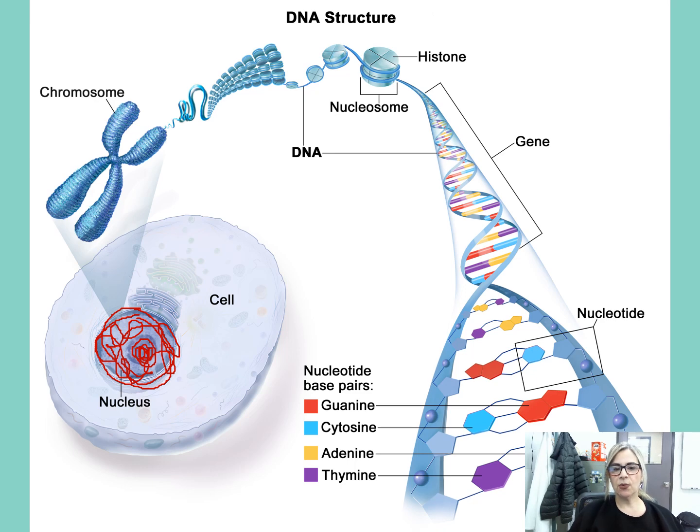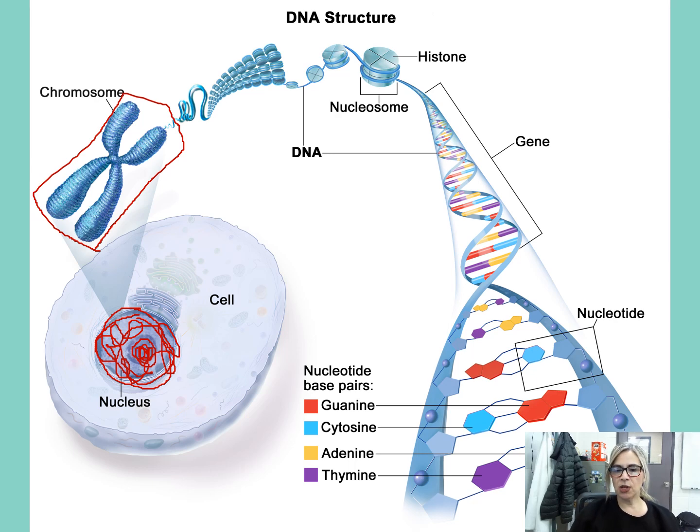So when the cell is ready to replicate, then that chromatin, that thread-like formation of DNA, will coil up. We call that supercoiling. It'll coil up into the actual chromosomal form, which is probably what we're most familiar with seeing, as opposed to that chromatin.